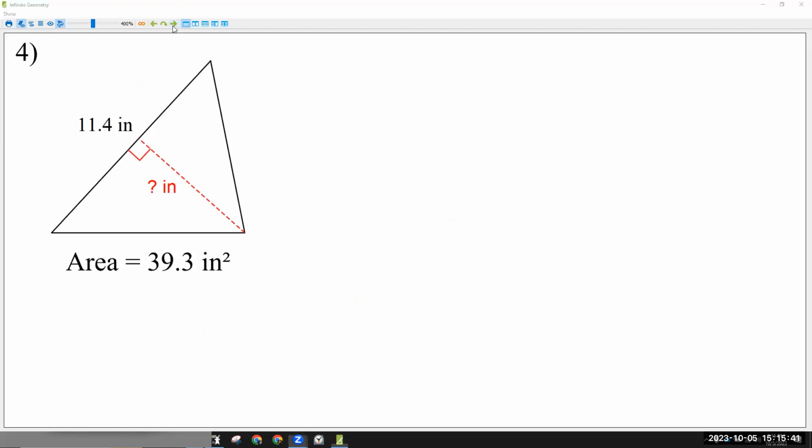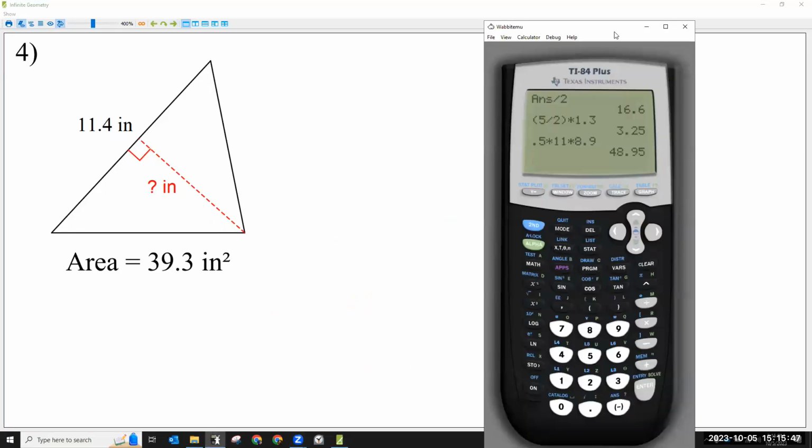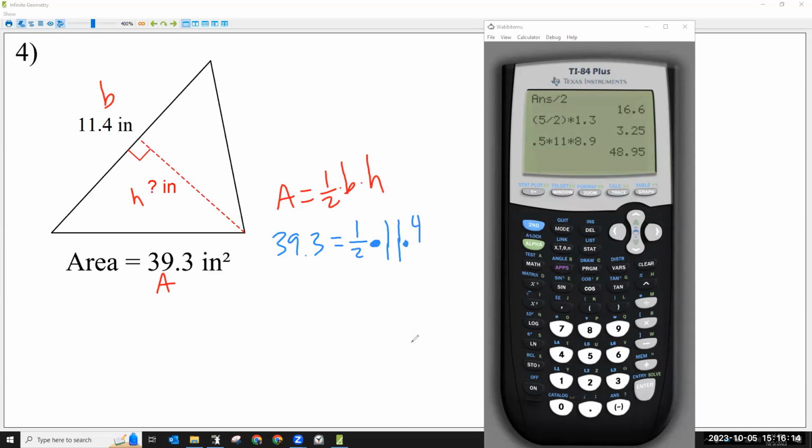Right, for number 4, we just did it exactly backwards. We're still going to use the same formula: area equals 1/2 base times height. Here's my base. Here's my height. We don't know that yet, but they do give me area. So I'm plugging in what they gave me. 39.3 is my area. 1/2 times base, 11.4, times height. I don't know that one, so I'm going to say x.